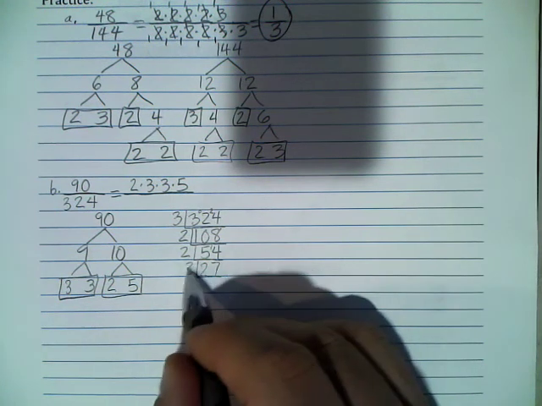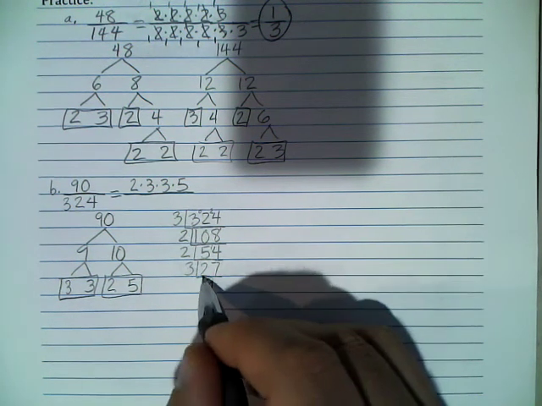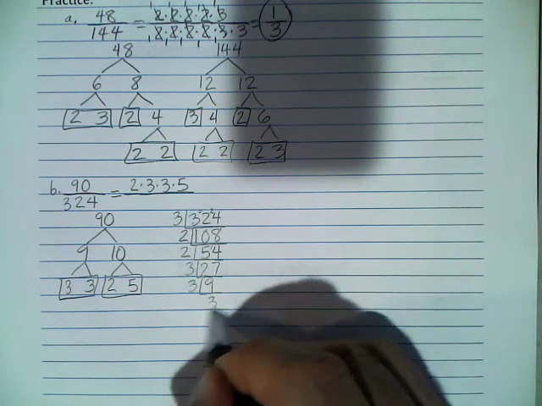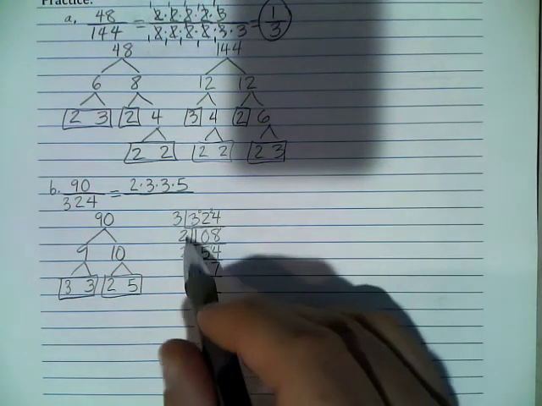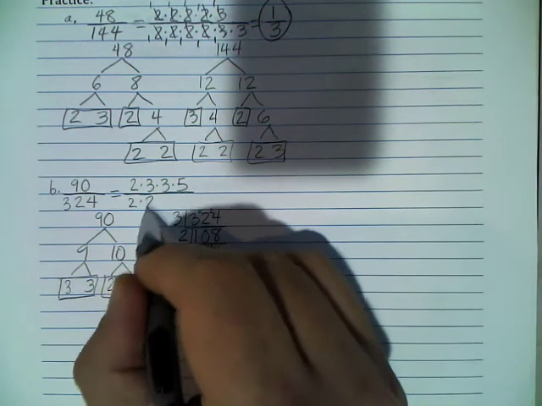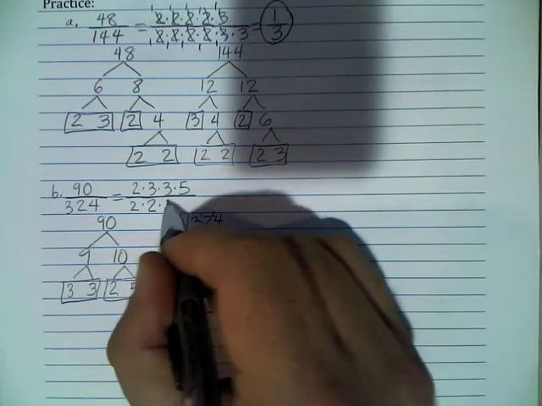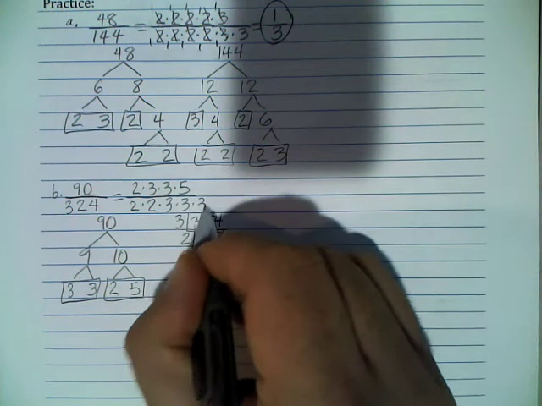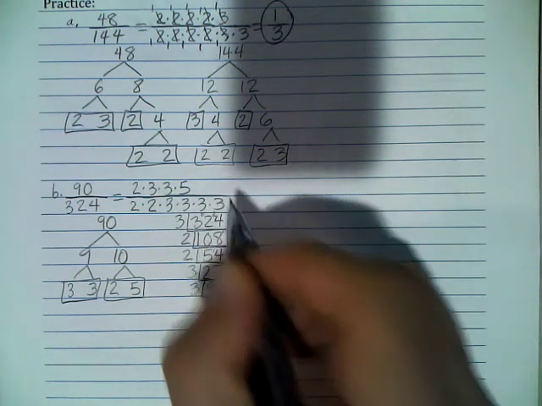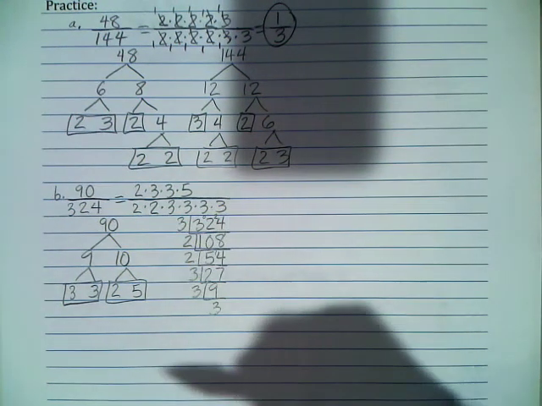Now 27 we should know is 3 times 9, and we know 3 goes into 9 3 times. So on bottom I've got 2 2's. I've got 1, 2, 3, 4 3's. So I got to extend my fraction bar there a little bit. All right, and then we reduce.